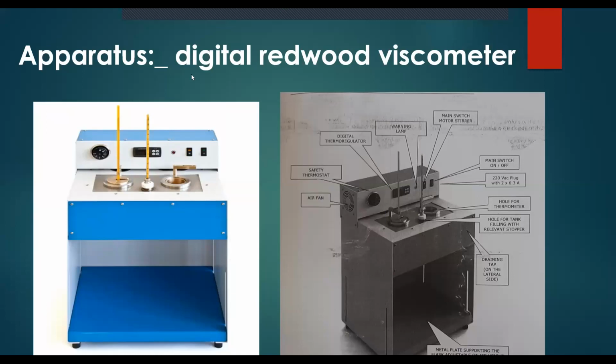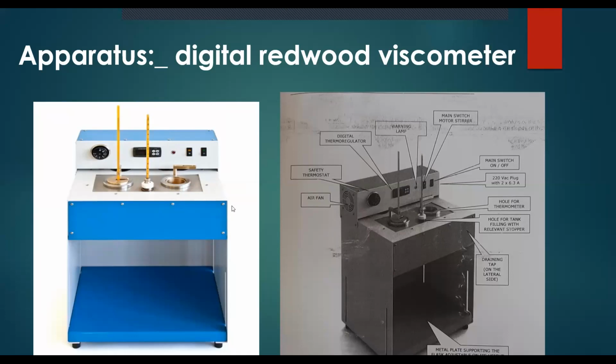So this is a digital one. Here we get the temperature directly, right? But manually there are also options to measure the temperature. This is the Redwood viscometer, you can see.